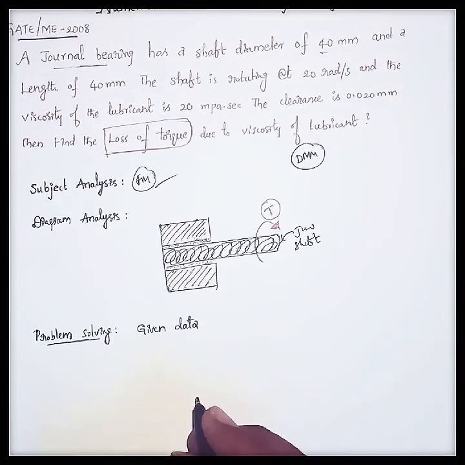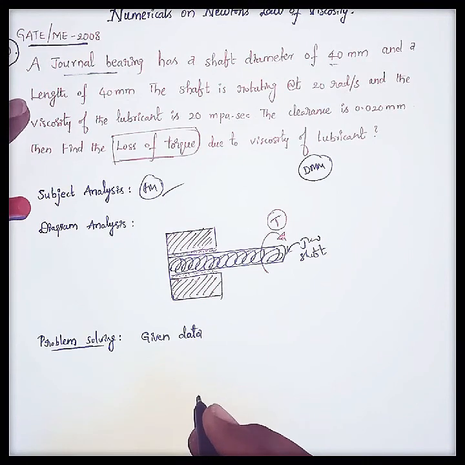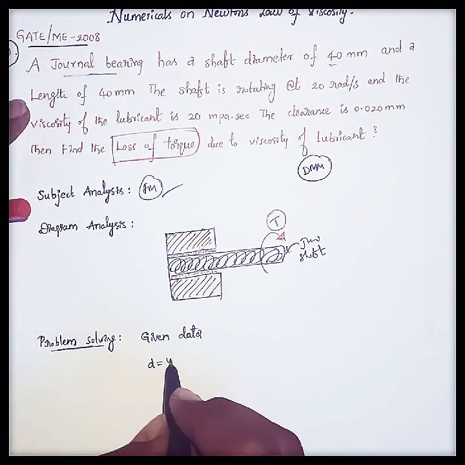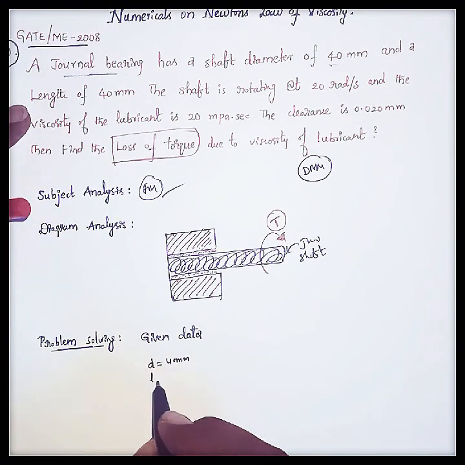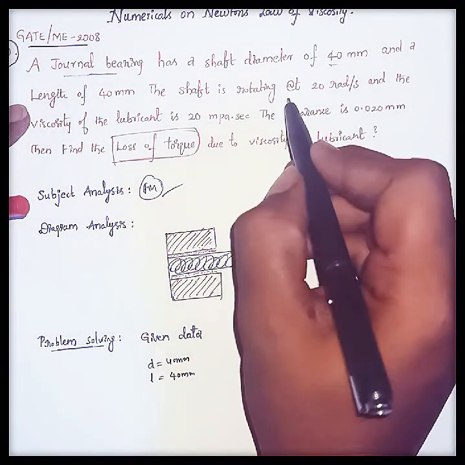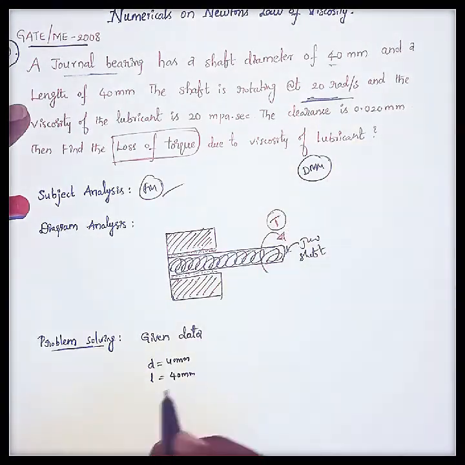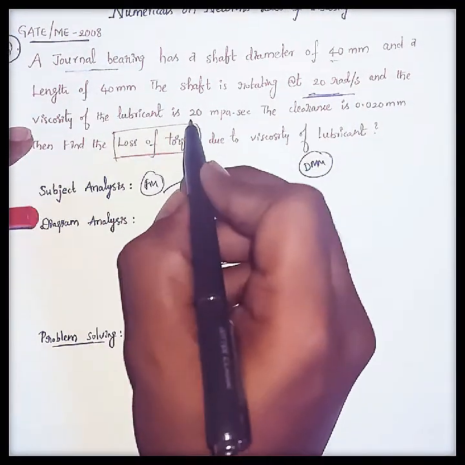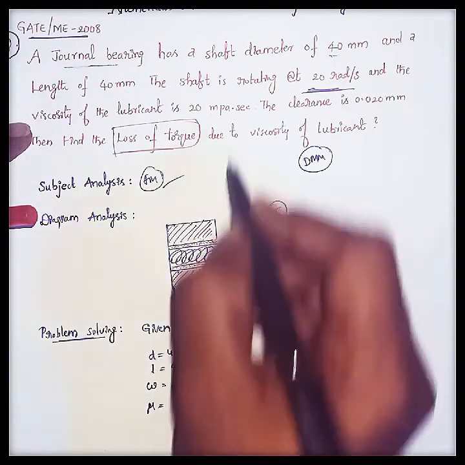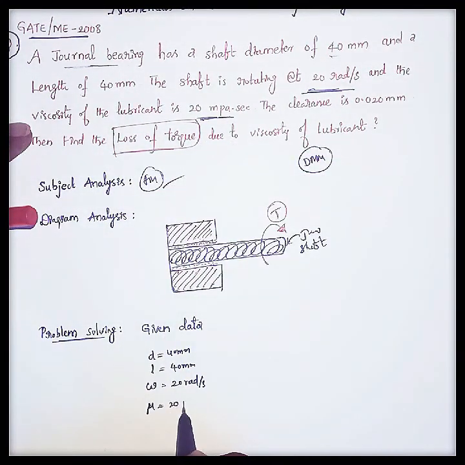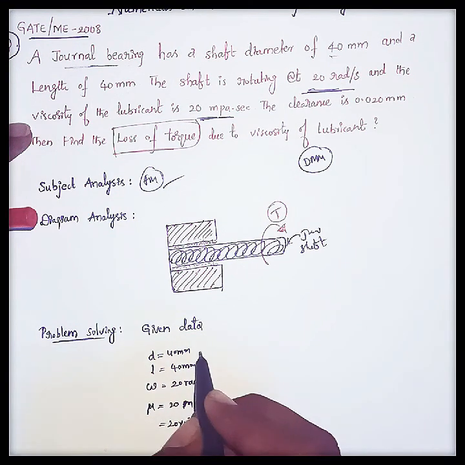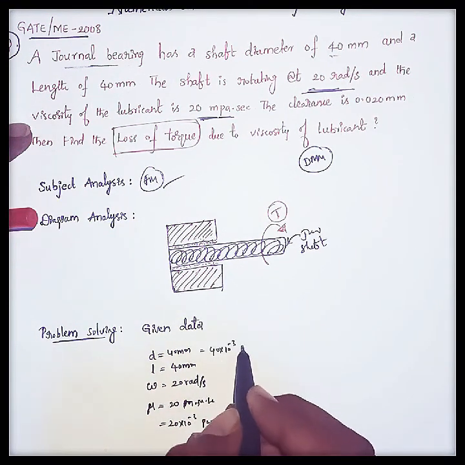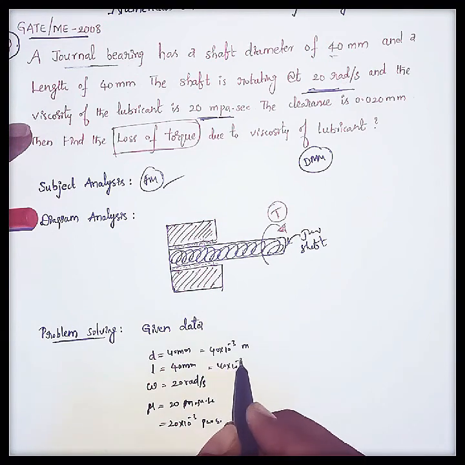Now the given data in the question: the diameter of the shaft is D equal to 40 mm and the length L equal to 40 mm. The shaft is rotating at 20 radians per second, that is angular velocity omega equal to 20 radians per second, and the viscosity of the lubricant, mu, is given as 20 millipascal second. Here milli means 20 into 10 power minus 3 pascal second. We can also convert into meters: 40 into 10 power minus 3 meters, and here also 40 into 10 power minus 3 meters.